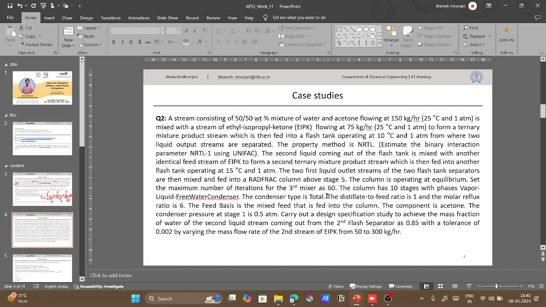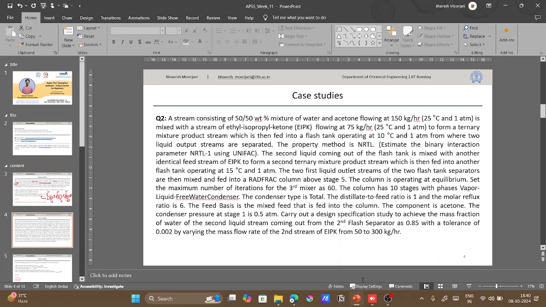The condensate type is total, distillate to feed ratio is given, molar reflux ratio is given. Now the feed basis is mixed feed that is fed into the column. Component is acetone. Condenser pressure is also given. So carry out a design specification study to achieve the mass fraction of water of the second liquid stream coming out of the second flash as 0.85. Okay, so quite a lot of the data is given, but overall what is happening here is that we have one feed.